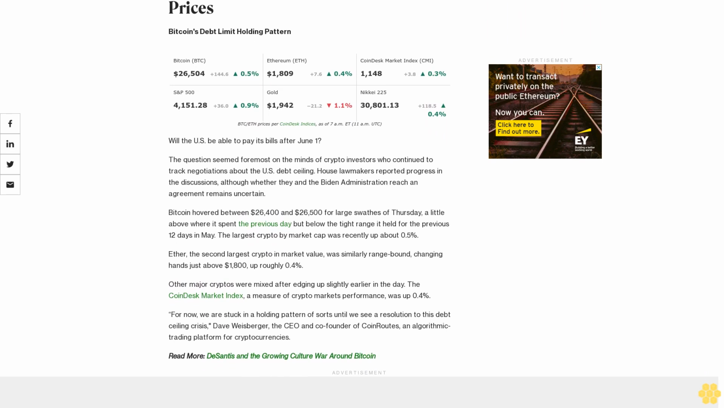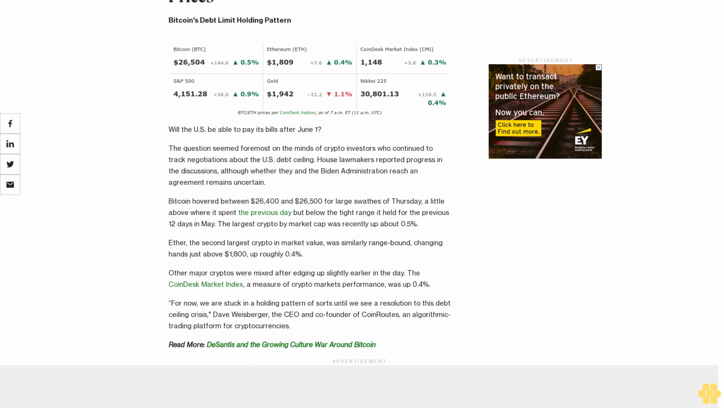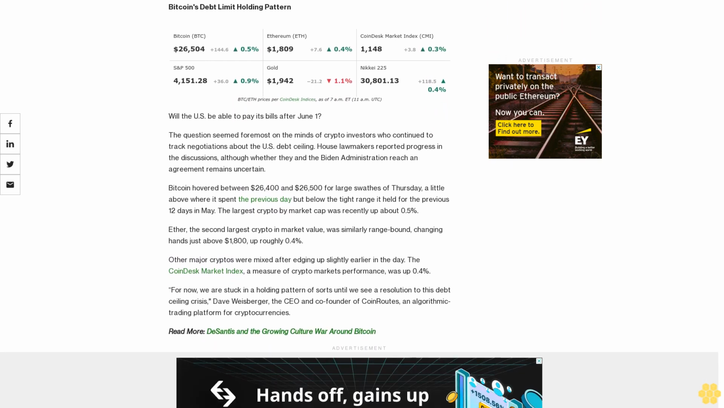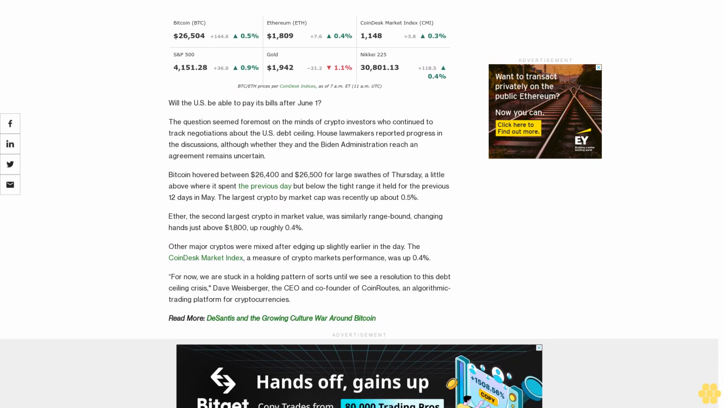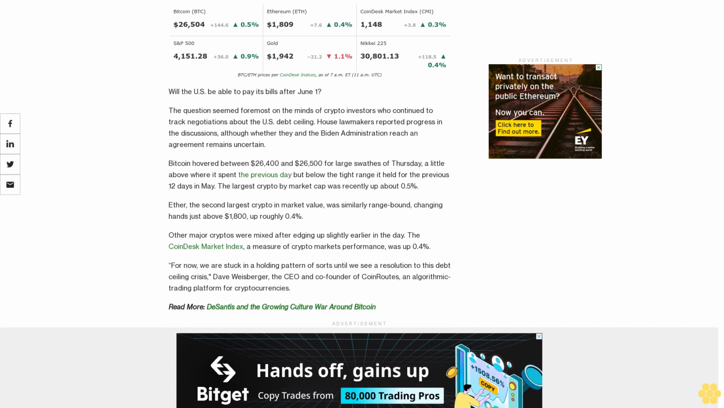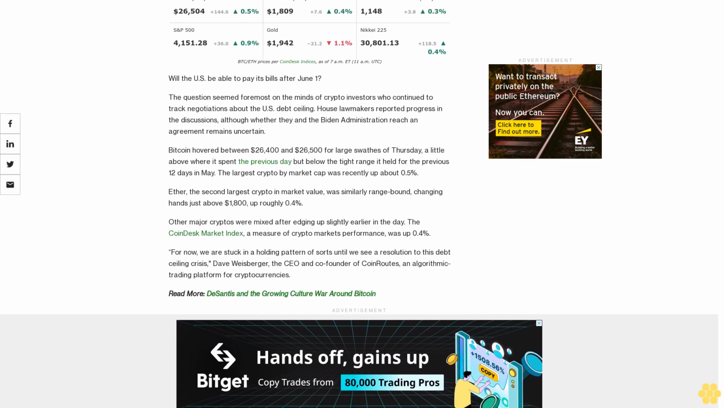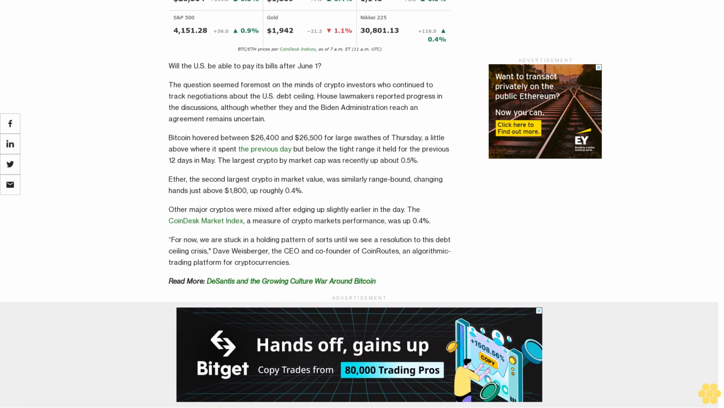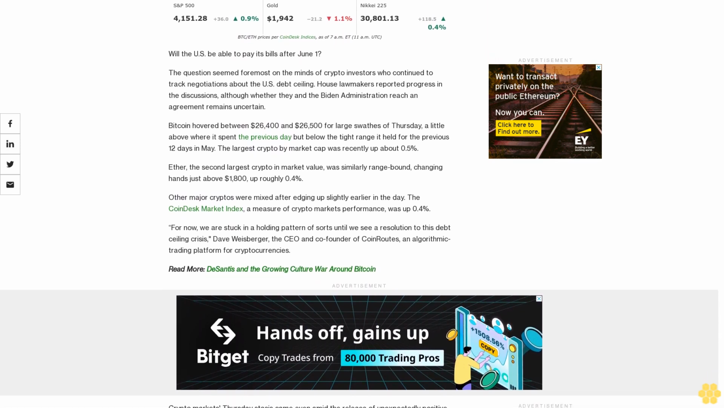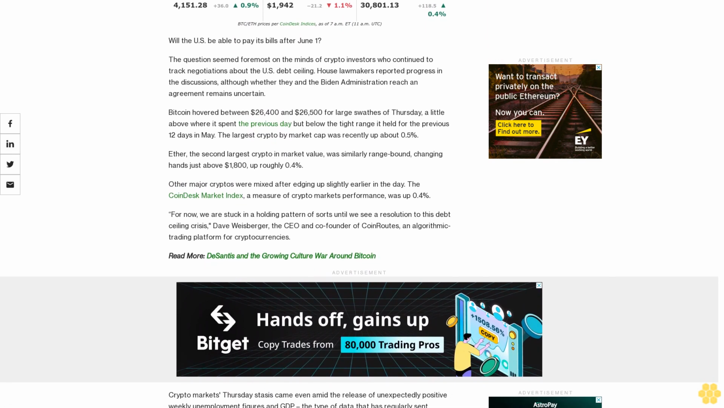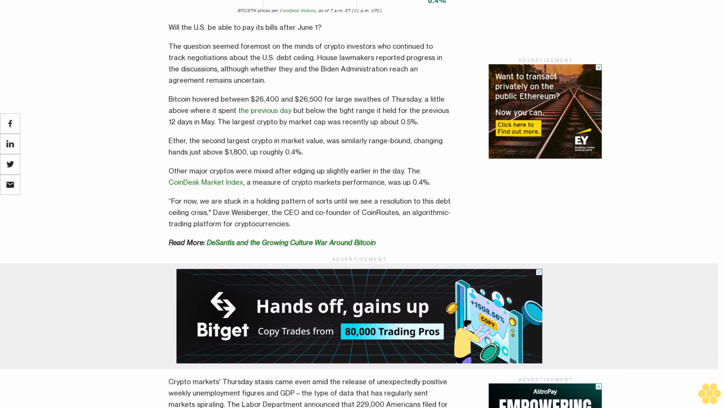Other major cryptos were mixed after edging up slightly earlier in the day. The CoinDesk Market Index, a measure of crypto markets' performance, was up 0.4%. "For now, we are stuck in a holding pattern of sorts until we see a resolution to this debt ceiling crisis," said Dave Weisberger, the CEO and co-founder of CoinRoutes, an algorithmic trading platform for cryptocurrencies.